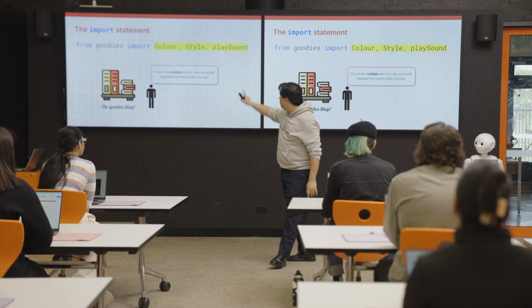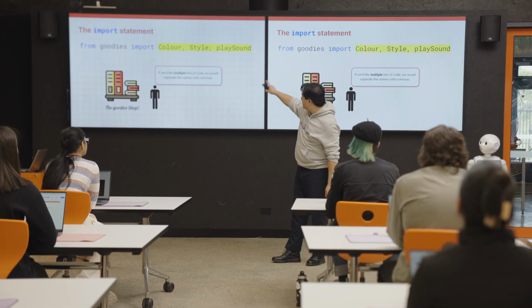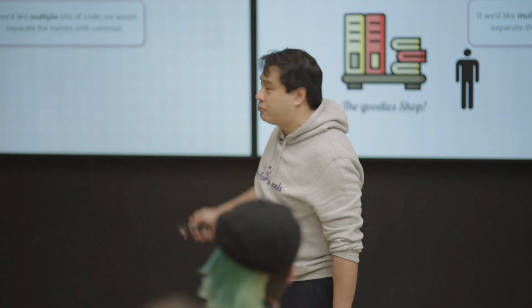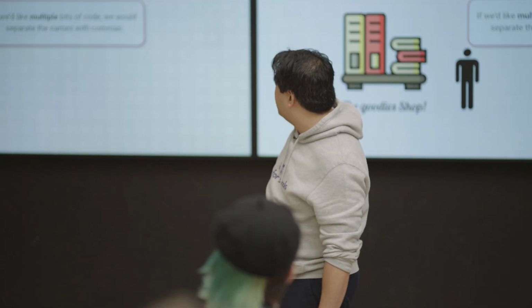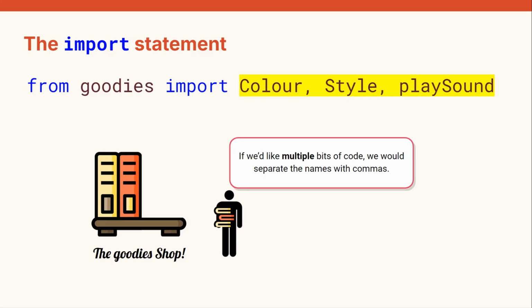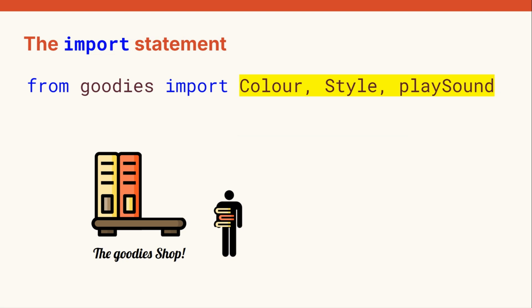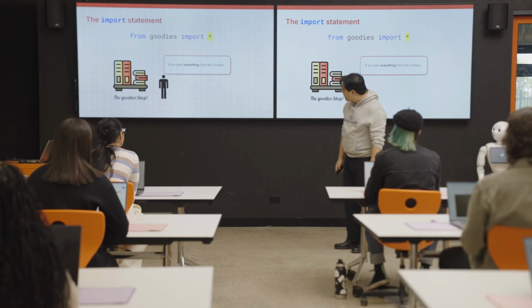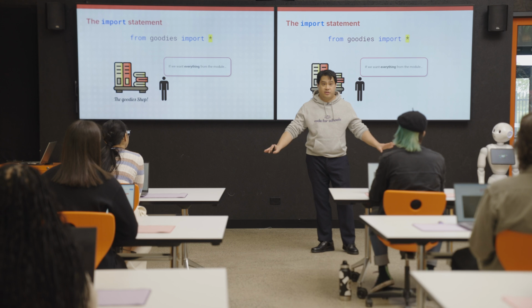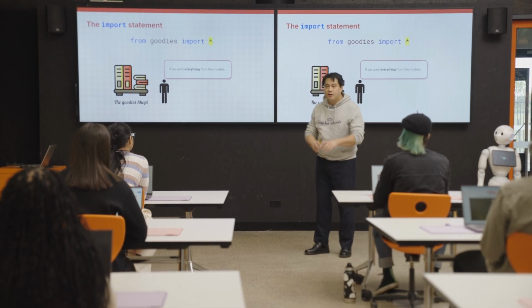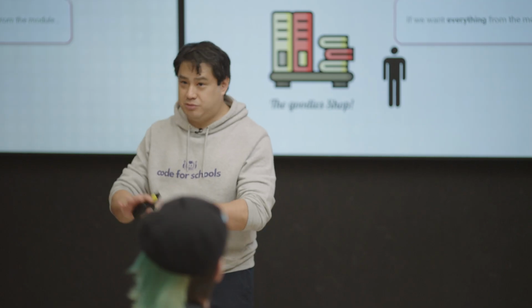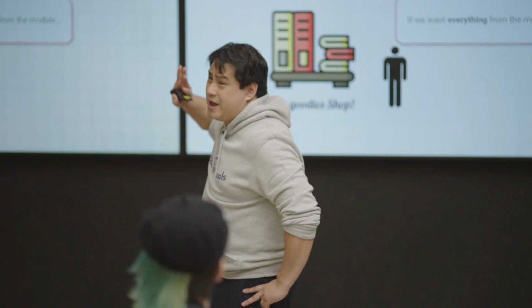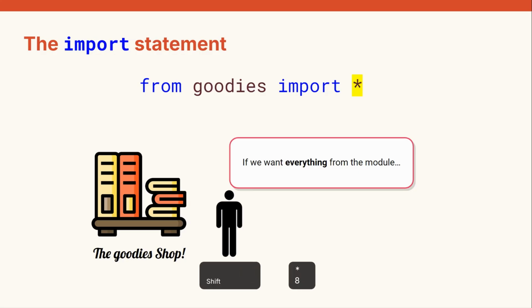And play sound. If you want to buy multiple things, you put them at the end of the import statement, separated by commas. In this case, we're buying three things: color, style, and play sound, represented by those three books. He's going to walk away with those three things, which means you can start using them in your code. And finally, if you want to go to the shop and buy everything, and you don't want to type out all that color and style and play sound, or you can't remember, you just want to buy everything and take it home, you can just put a little star.